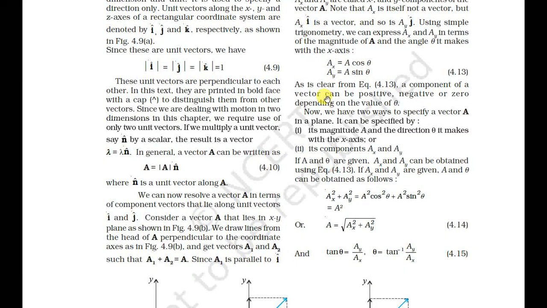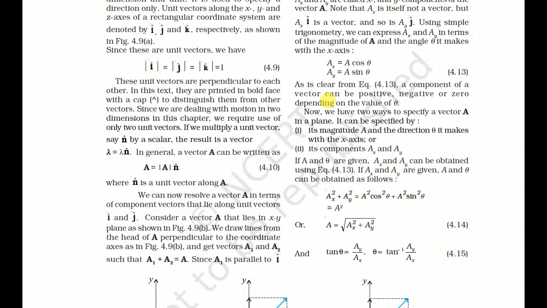As is clear, the components of the vector can be positive, negative or zero depending on the value of theta. Now we have two ways of specifying a vector in a plane. It can be specified by its magnitude A and the direction theta it makes with the axis, or by its components Ax and Ay.